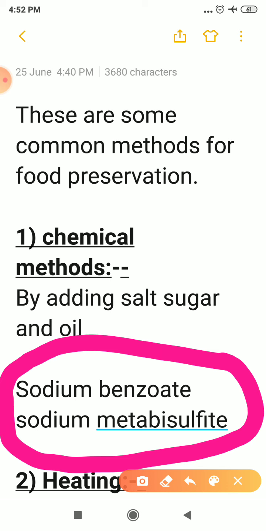How can we preserve our food by adding salt? Earlier, maybe you have not seen, but I have seen in my home that meat or fish were kept for a longer duration just by applying salt on them.